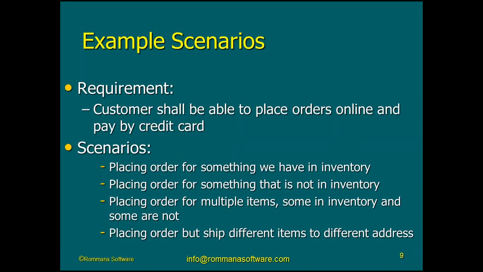So here's an example. Here's a requirement: customers shall be able to place orders online and pay by credit card. So these are all reasonable, common, normal scenarios. Okay. I wanted to put that example on the screen, although it seems to be trivial. It seems to be very, very simple, but I want you to remember that a scenario is not a set of steps. These are 4 different scenarios. Okay.